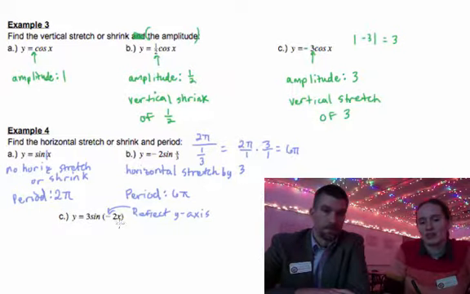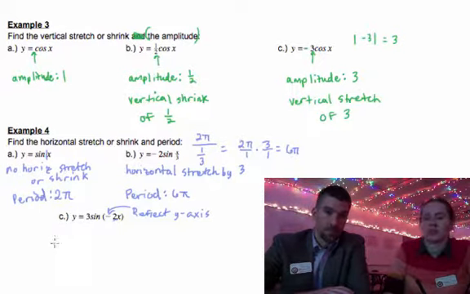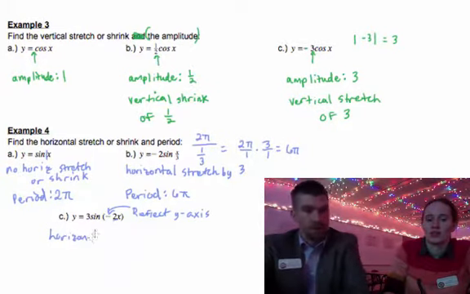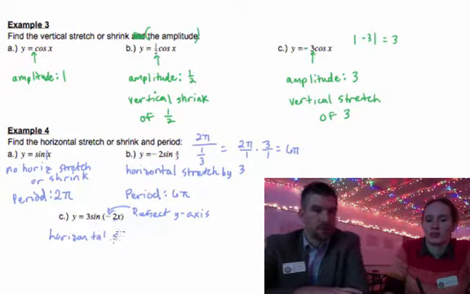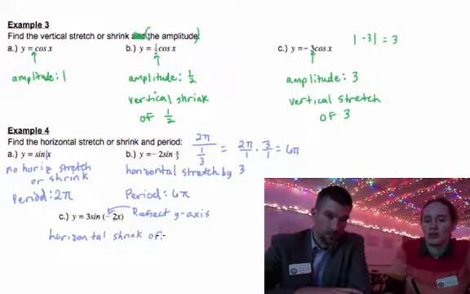What it did ask us is horizontal shrink or stretch. Since we've got a 2 here, that means we're shrinking by a factor of 1/2 horizontally, because it's the reciprocal of when the number is outside of the function. So a horizontal shrink of 1/2. And then our period is 2 pi over 2.